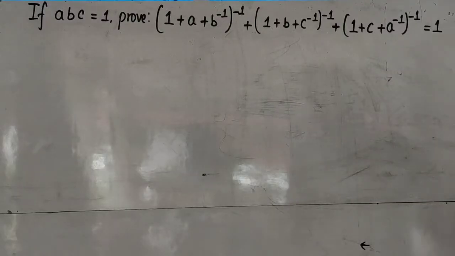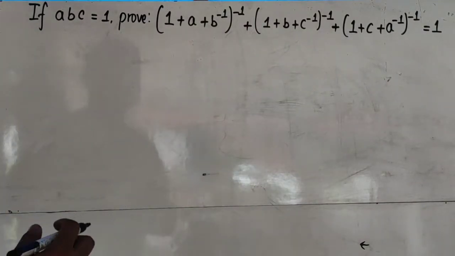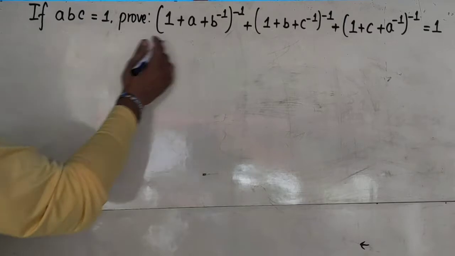Okay, let us go to solving the end of the problem. Here you have been given that ABC equals 1 and you have to prove these things here. So I'm starting from this part here.